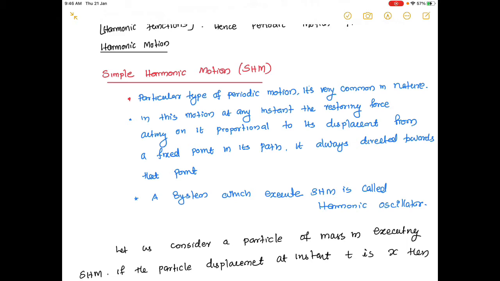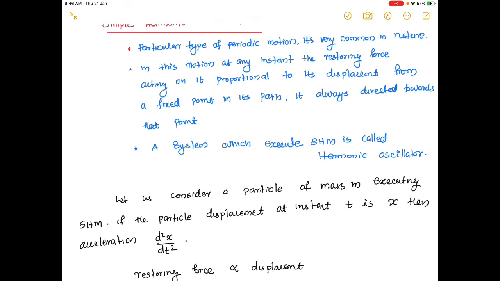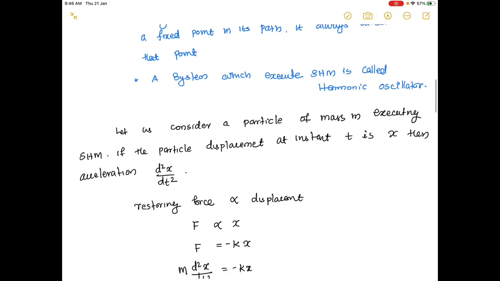So what is meant by simple harmonic motion? Any type of motion in which the restoring force acting on the particle is proportional to the displacement from the fixed point is called simple harmonic motion. A very important property is that the restoring force is always directed towards that fixed point. Any system which executes simple harmonic motion we call a harmonic oscillator. So it is very important.